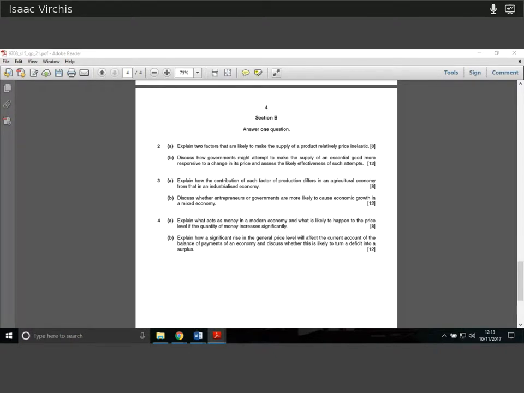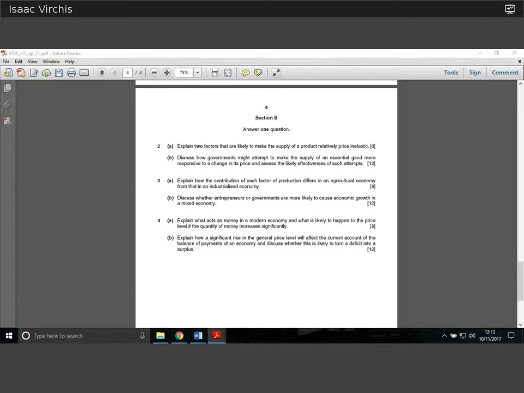Lastly, the last part of the paper, question B, is asking us to explain how a significant rise in the general price level will affect the current account of the balance of payments of an economy, and discuss whether this is likely to turn a deficit into a surplus. Again, I thought the last two questions in the paper were kind of tricky. So I'd be surprised how many of you actually would have gone through to answer those and how many of you stuck with question two.